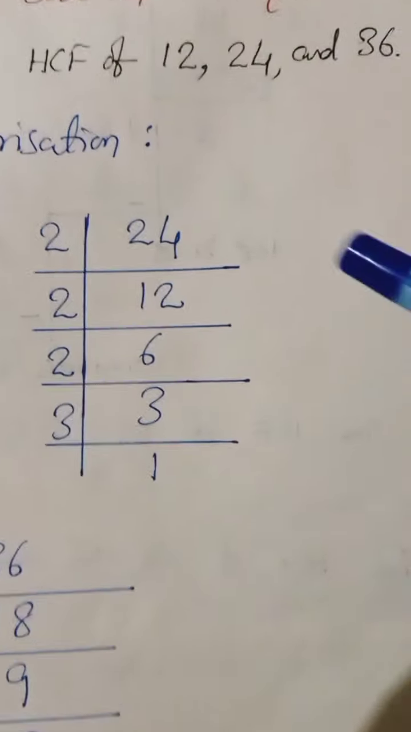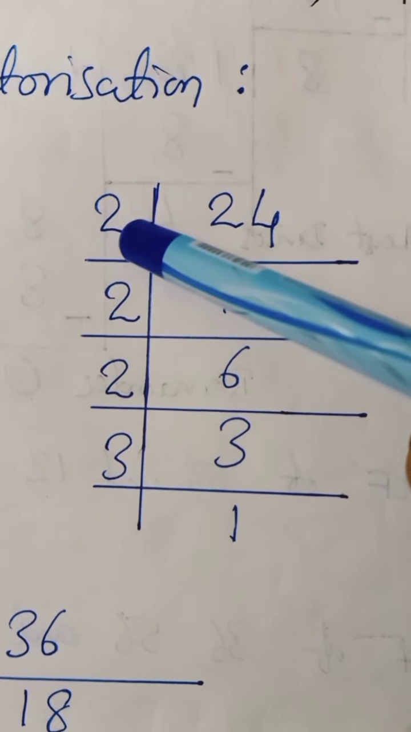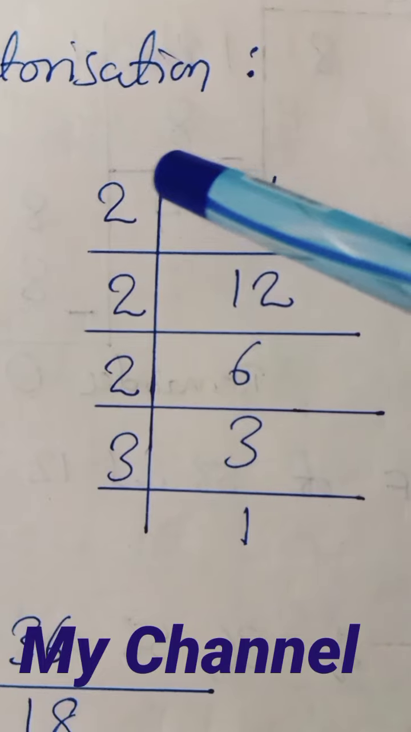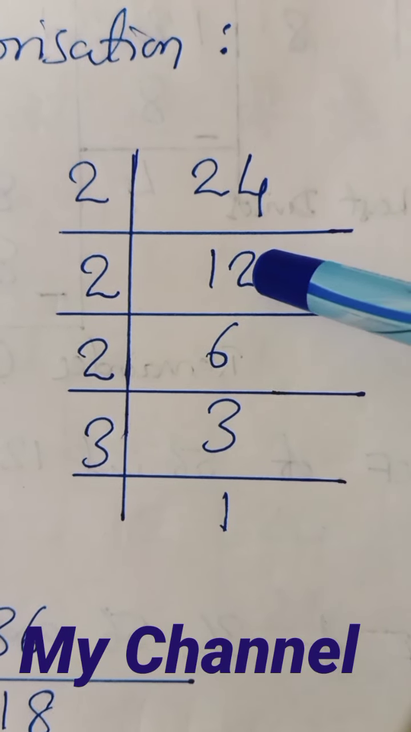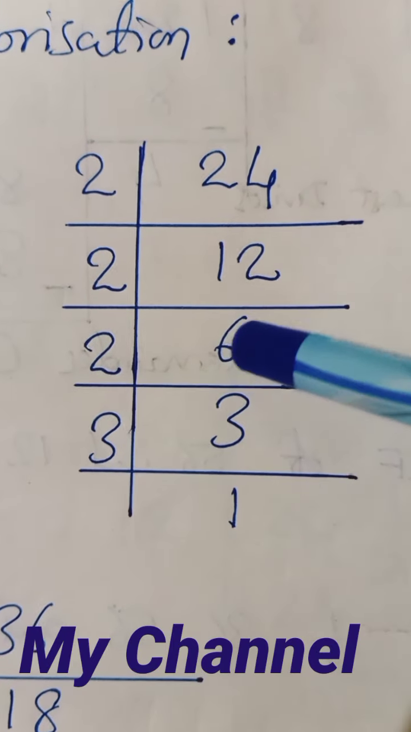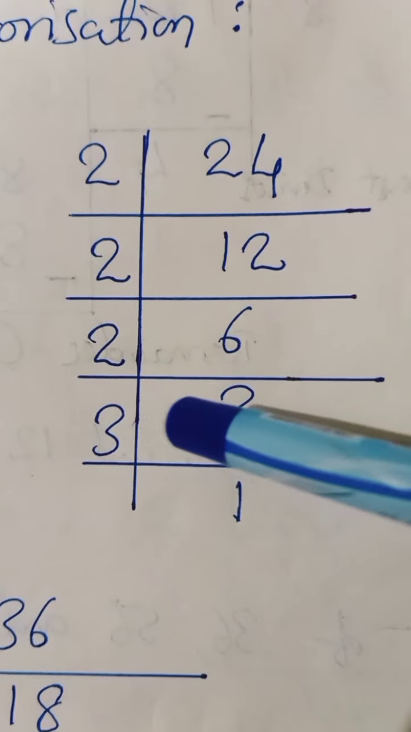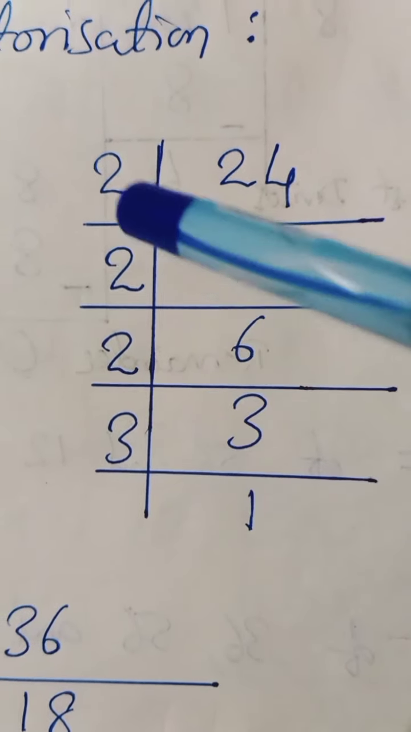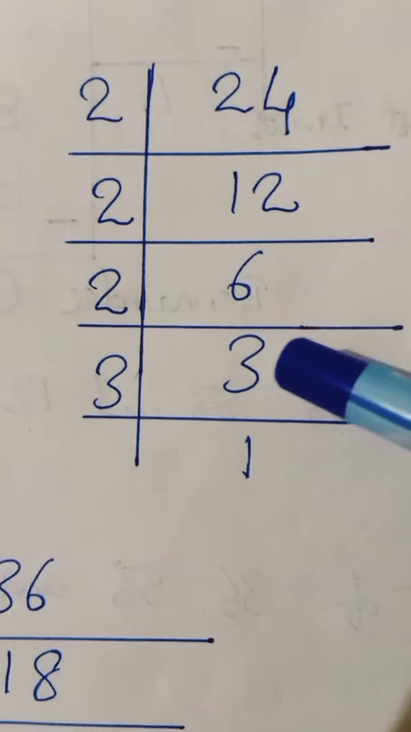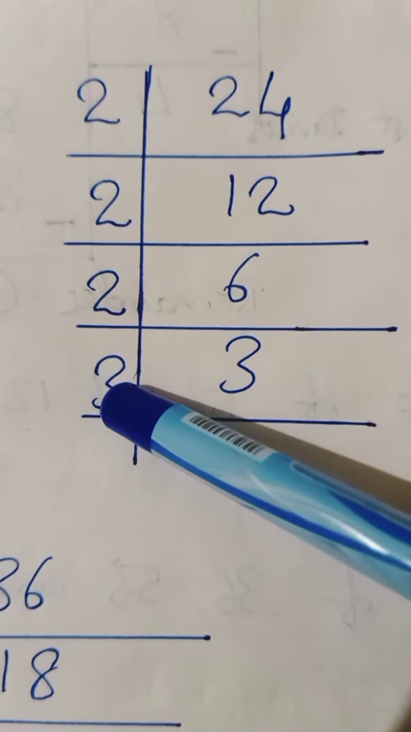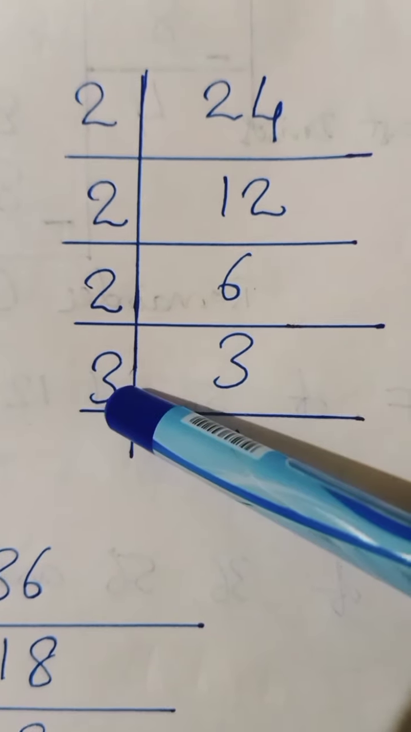Now the second number is 24. 24 is divided by the first prime number 2. So 24 divided by 2 gives 12. Again 12 divided by 2 gives 6. 6 divided by 2 gives 3. Then 3 is divided by 3. Why? Because the next prime number is 3, so that is possible. So 3 divided by 3 gives 1.